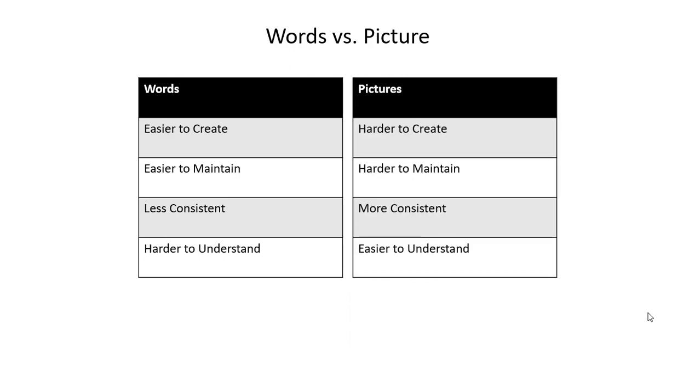If we look at pictures, that's really the opposite of words. They are harder to create and harder to maintain, especially when you need to insert something you forgot, because pictures take up space and you have to arrange things more carefully and deal with formatting a lot more. But when you get something documented with pictures, if you have a consistent set of icons, I think you have more consistent process documentation. And it's also easier for people to understand, due to how our brains digest images better.